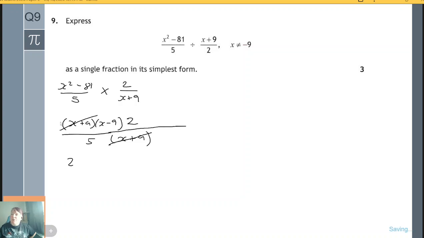I have got two lots of x minus 9 over 5. I'm going to go one step further. I don't know if I need to or not, but I'm going to anyway, just multiplying out that bracket. There we go. So there's one point for remembering that you multiply by flipping the fraction. There's another point for your difference of two squares. And the final point is for tidying it all up.